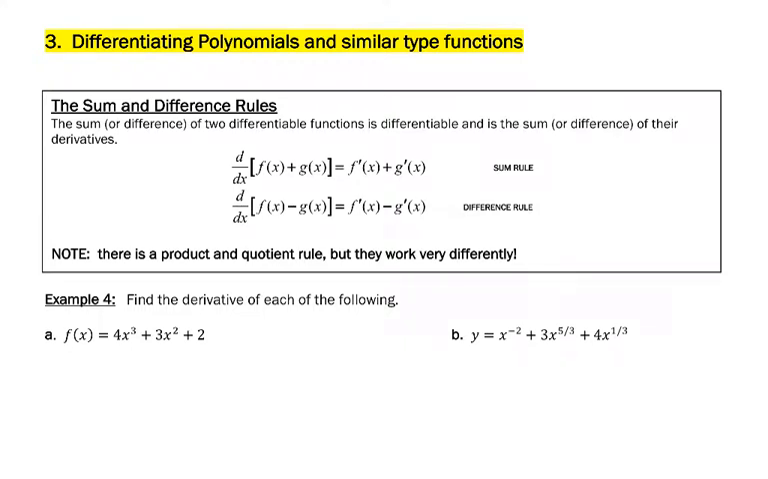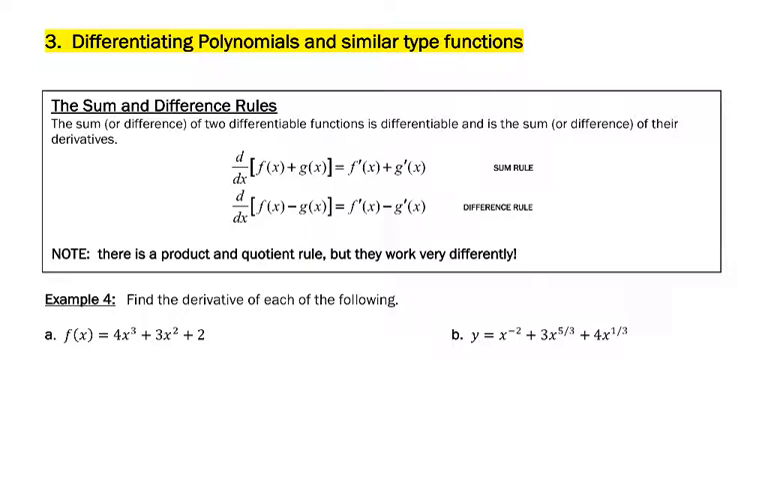In this video, we'll talk about differentiating polynomials and other functions that have variables raised to various kinds of exponents. We've learned about the power rule and how to take the derivative of a constant, and now we're going to use that information and apply it to when we're taking the derivative of something like a polynomial function where you're adding multiple terms.